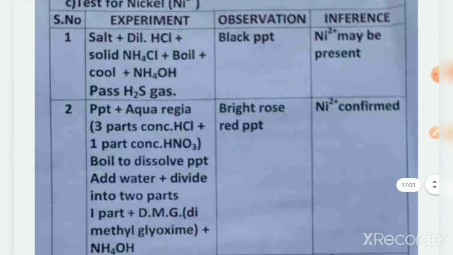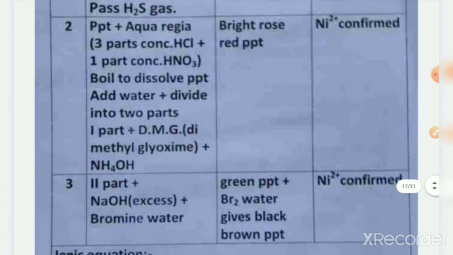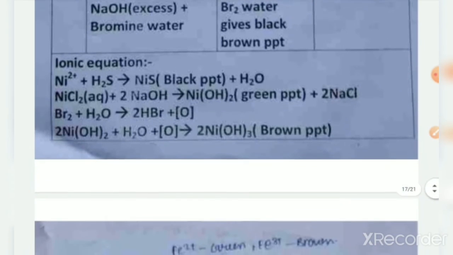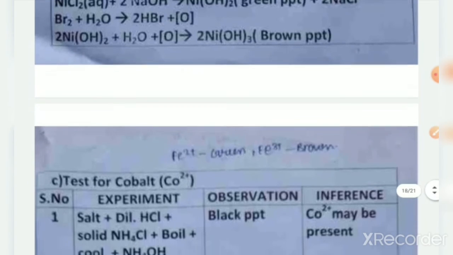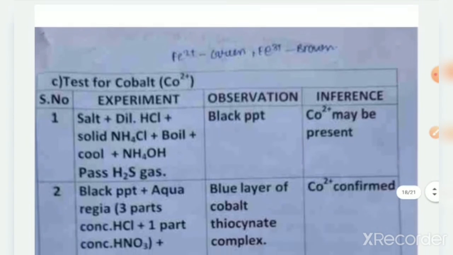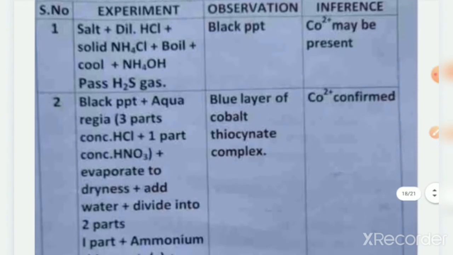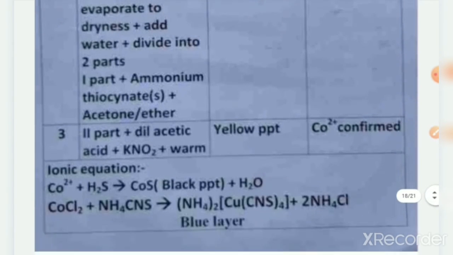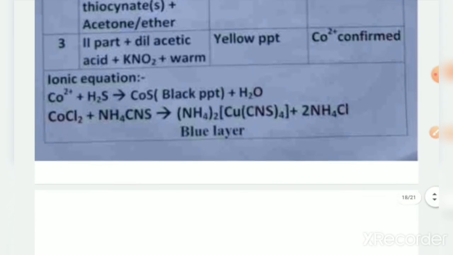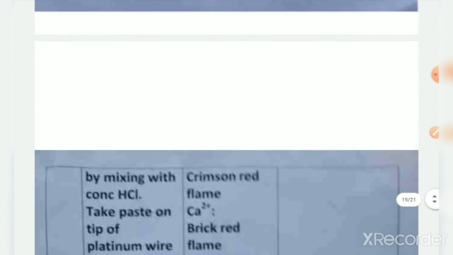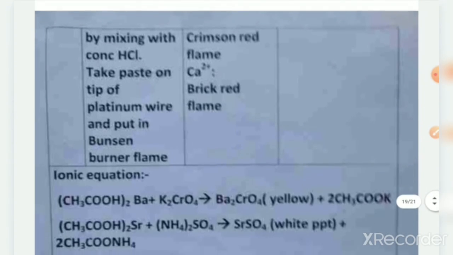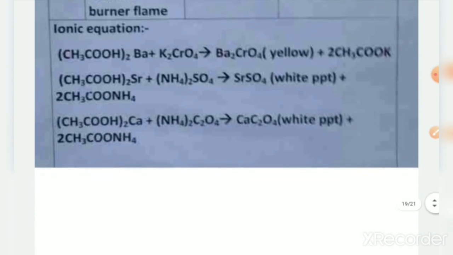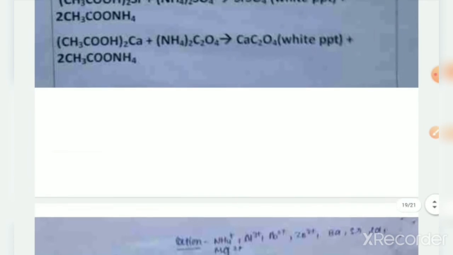Thereafter the test of the nickel ion is given here, and after that you see its equation. NiS is a black precipitate. Then the test of the cobalt ion is given here, and you read and write both the preliminary and confirming tests, and its equation is also given here. After that the test of the barium, strontium and calcium ions is given. All these give a white precipitate.